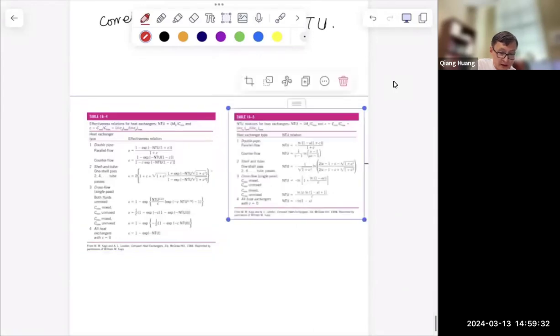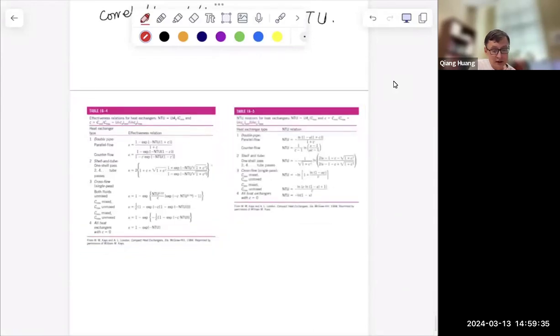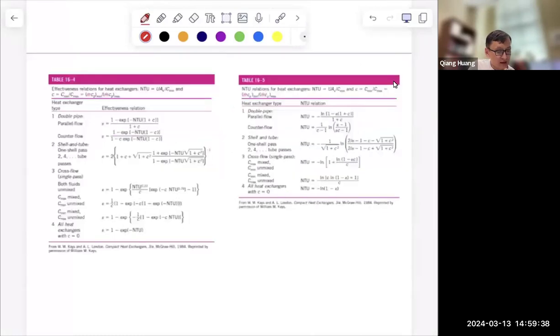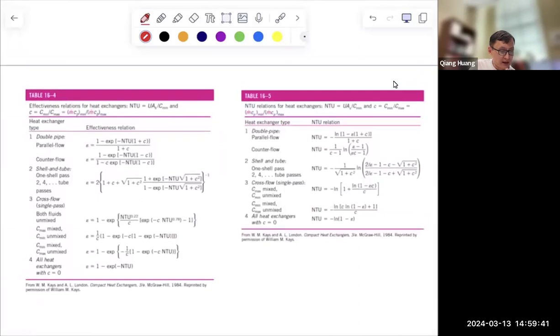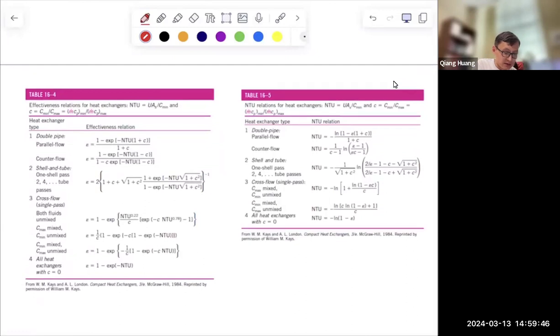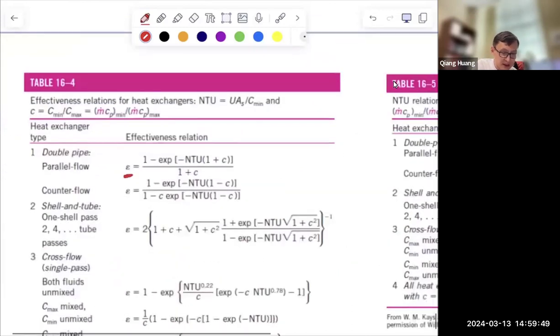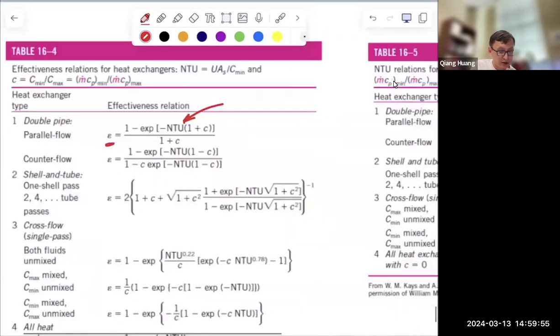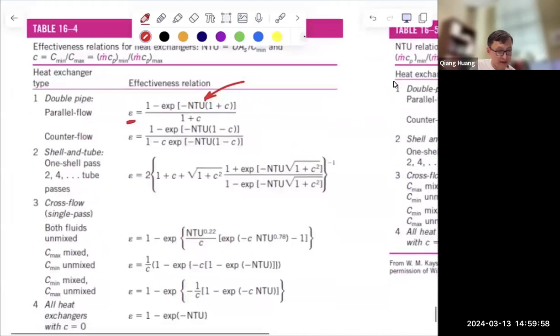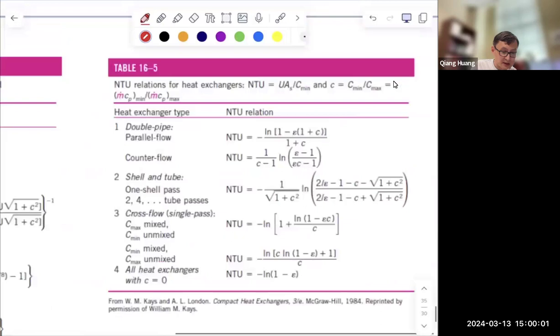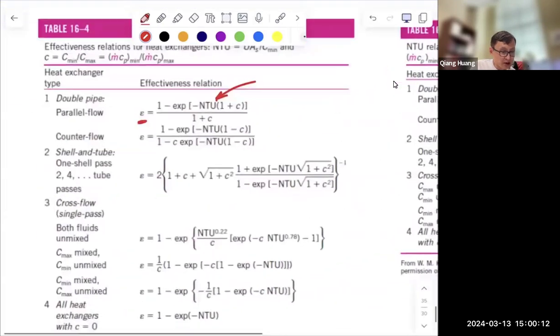These are the two tables that we're going to discuss in class. The first table is to calculate the effectiveness. If you look at the table, the effectiveness equals a certain function of the NTU. In other words, if you know the NTU, you look at the first table and you get the effectiveness. The second table is the reverse. Once you know the effectiveness, you can calculate how many NTUs you need for the exchanger. And for each table, there are different categories.